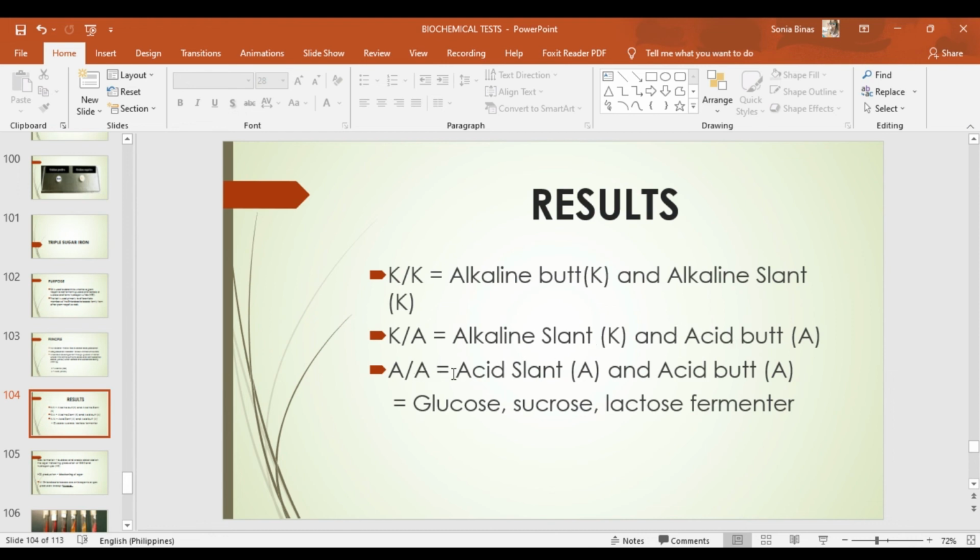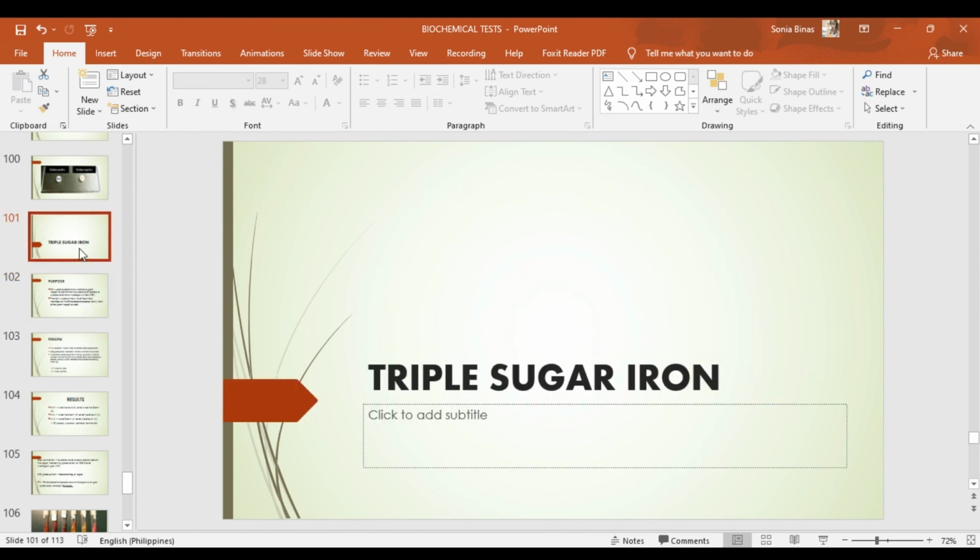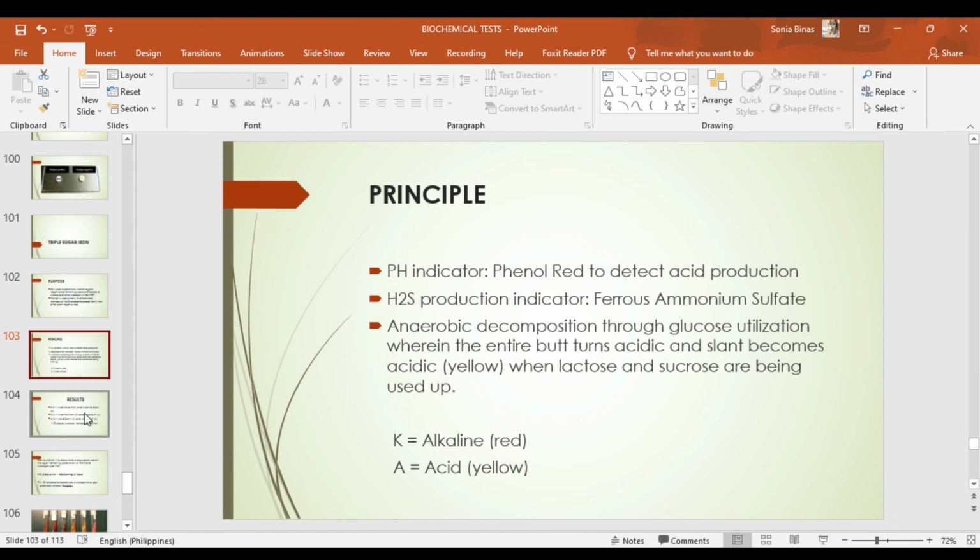Tapos, sa A over A, meron siyang acid slant and acid bath, which means na yung organism ay nagfe-ferment ng glucose, sucrose, and lactose. Etong glucose, sucrose, and lactose, siya yung mga carbohydrates na ginagamit natin or na meron ng ating triple sugar iron. Ano pa? So, ang TSI, meron siyang 10 parts of lactose, 10 parts of sucrose, and 1 part of glucose and peptone.